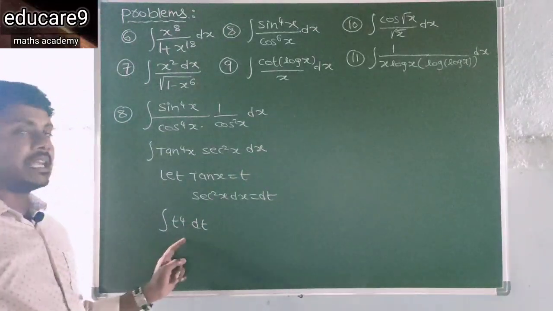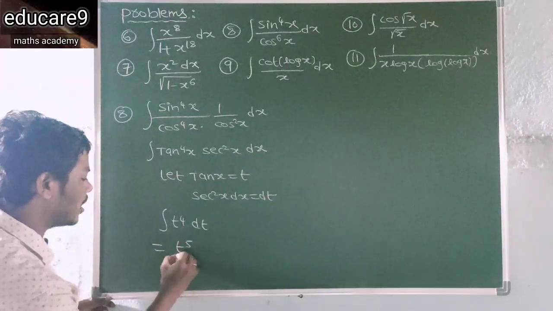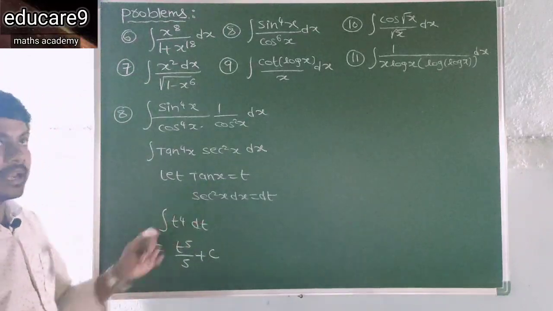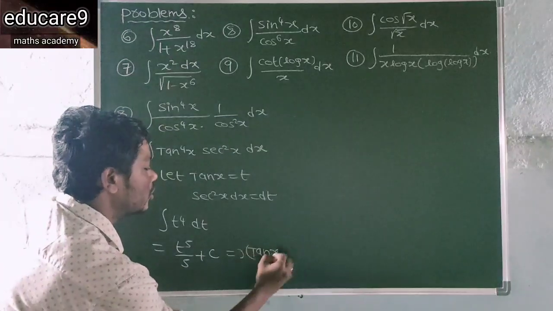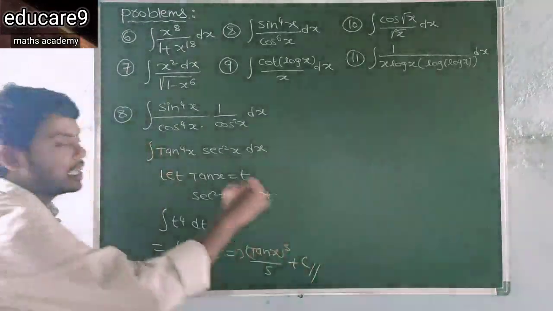So you know the integration of x to the power of n formula. This is t to the power of 5 by 5 plus c. But what is the t value? Tan x. So this is tan x whole to the power of 5 by 5 plus c. So this is the required answer.